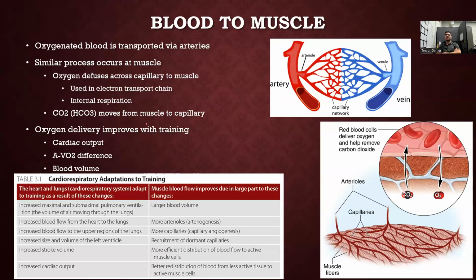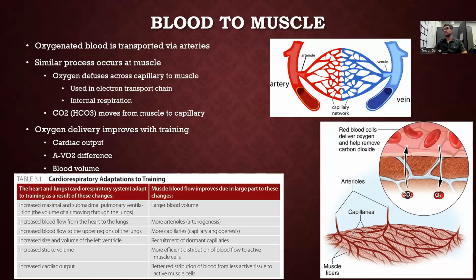Otherwise, throughout the systemic circuit, throughout the rest of the body, arteries will generally carry oxygenated blood, yes. But it is important to remember that distinction. So again, much like oxygen moving across the alveoli by diffusion, oxygen diffuses across the capillary into the muscle, to be used in the electron transport chain for internal respiration. And then CO2 moves from the muscle into the capillary.